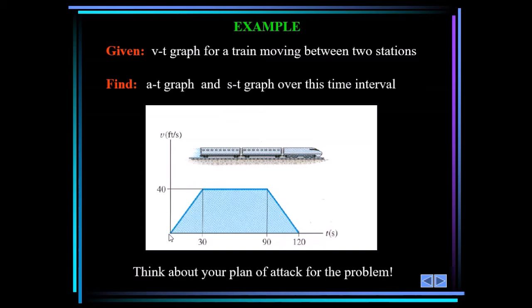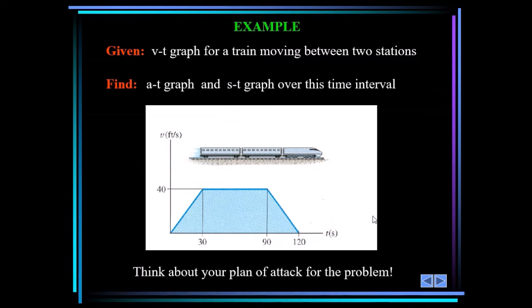We can see we start at 0, 0 down here, increases up here until we get to a time of 30 seconds. It reaches 40 feet per second velocity. It stays at a constant velocity of 40 feet per second between a time of 30 seconds and 90 seconds. And then when it reaches 90 seconds, it decreases its velocity all the way back down to 0 by the time it gets to 120 seconds.